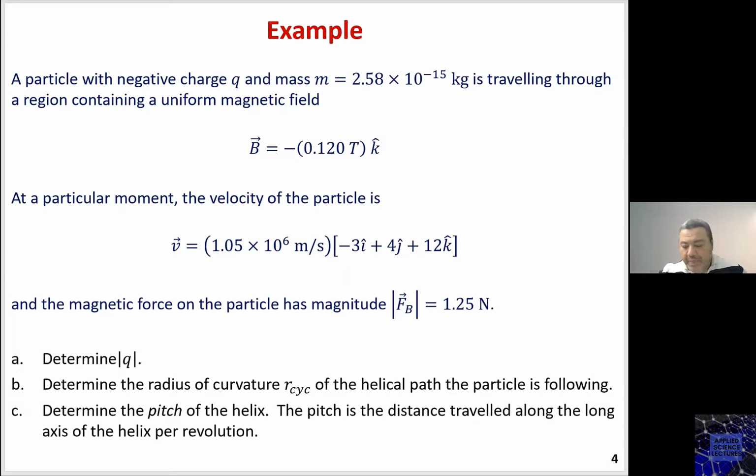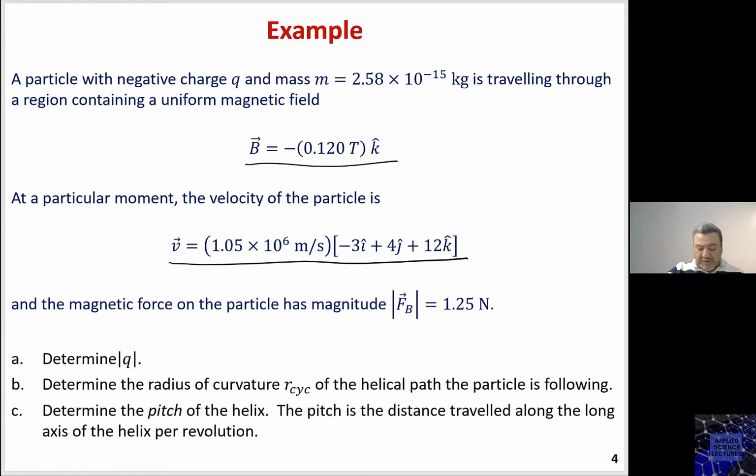Let's look at this example. In this example, we have the following. It reads a particle with negative charge Q and a mass m equals to 2.58 10 to the power minus 15 kilograms is traveling through a region containing a uniform magnetic field. The magnetic field as a vector is given to me. At a particular moment, the velocity of the particle is given to me also, and the magnetic force on the particle has magnitude F_B equals to 1.25 Newton.